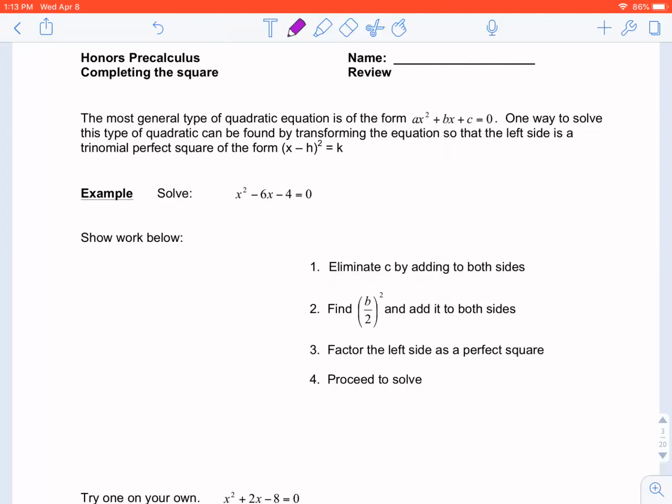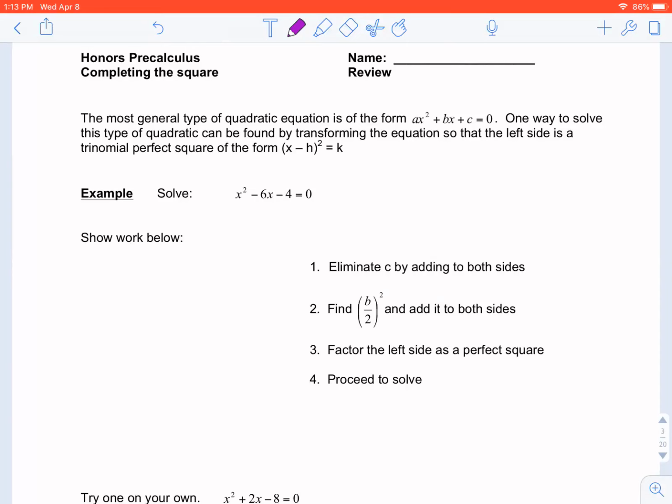Today we're going to do a little review of completing the square. We learned completing the square back in chapter 2 when we were trying to take a parabola from standard form and place it into general form. So taking it from ax squared plus bx plus c to the form where it was easily graphable. We often refer to it as vertex form as well.